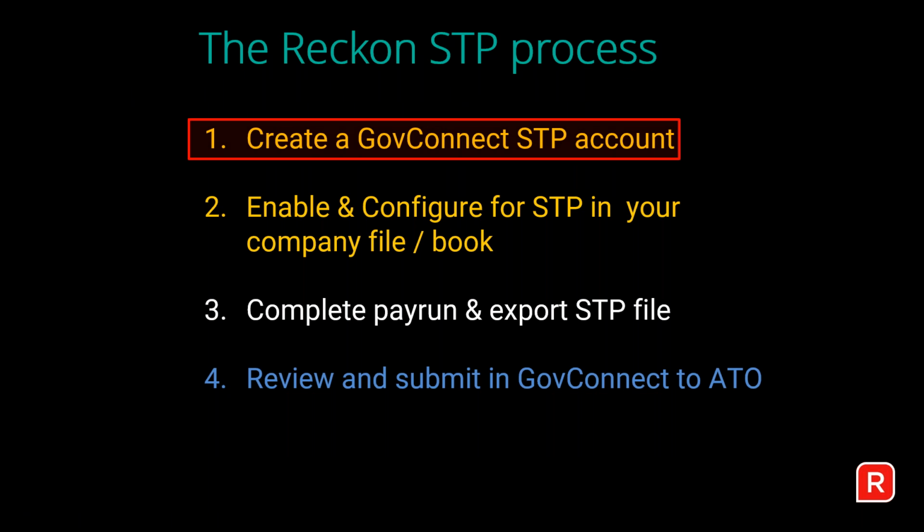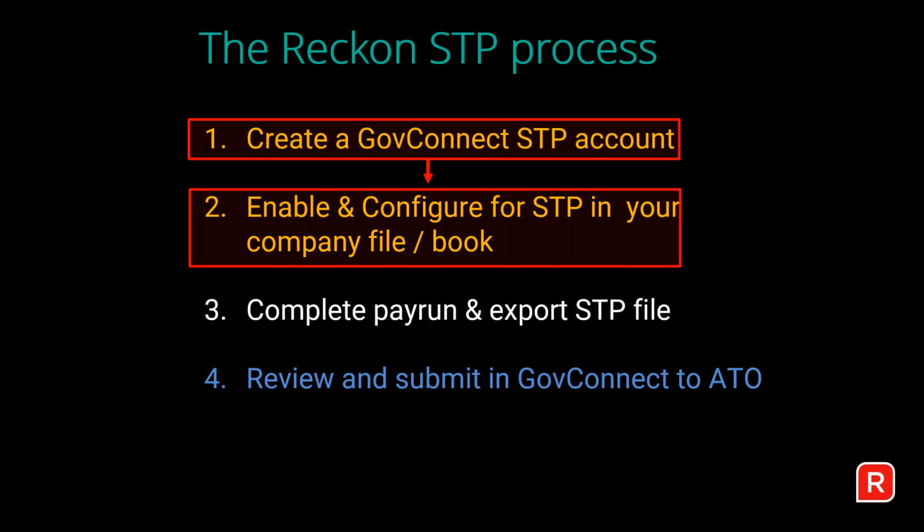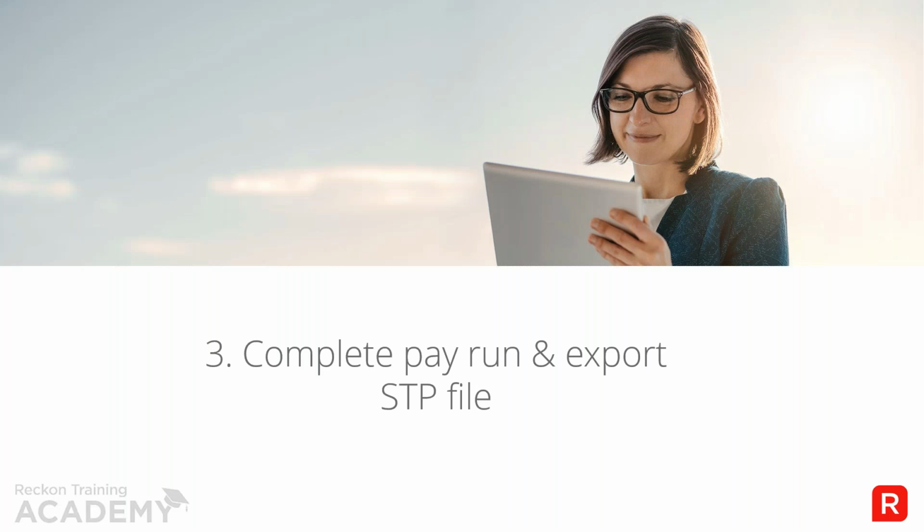Okay, so basically that's covering how to create a GovConnect STP, and then I've also just covered how to enable and configure STP in your company file for Reckon Accounts and your Reckon One book. So basically the next step is completing the pay run and exporting the STP file.